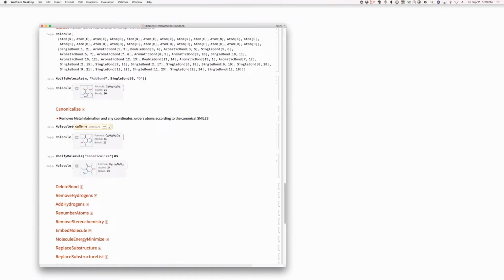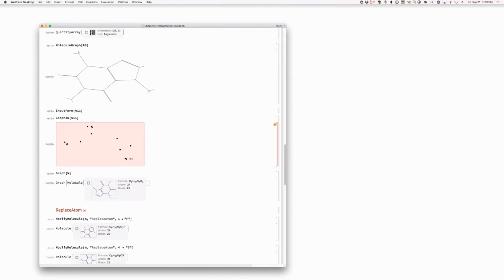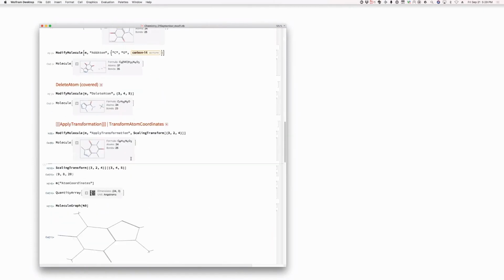So wait a minute. Are you saying there's a curried form of modified molecule? Yes. Okay, if there's a curried form, you better not have 3 argument cases here. Right? This is not a good idea then. What you want to do is add atom, arrow, whatever. Otherwise you're going to have ambiguity in the curried form.